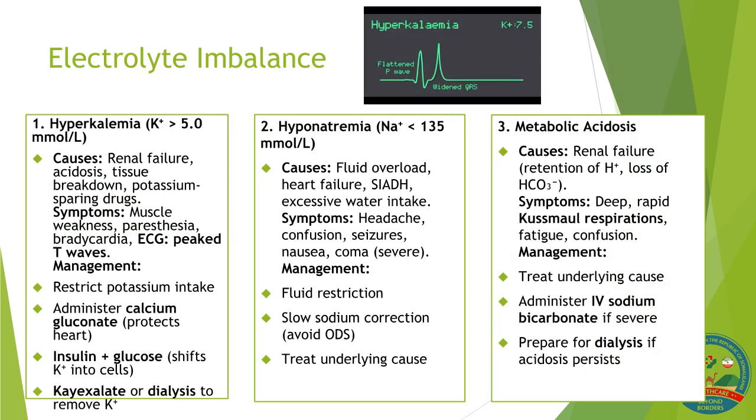First, hyperkalemia, when potassium is above 5. It's often caused by renal failure, acidosis, or potassium-sparing drugs. Patients may have muscle weakness, tingling, or peak T waves on ECG. We manage it by restricting potassium, giving calcium gluconate to protect the heart, insulin with glucose to shift potassium into cells, or dialysis to remove it.